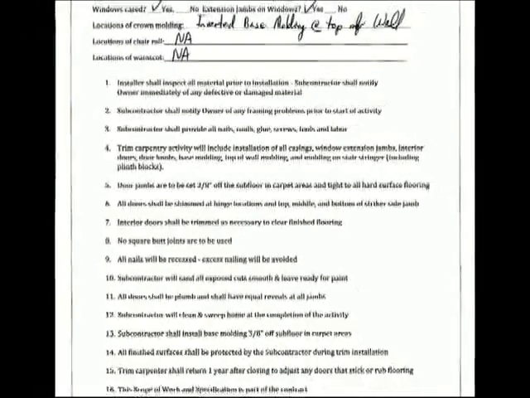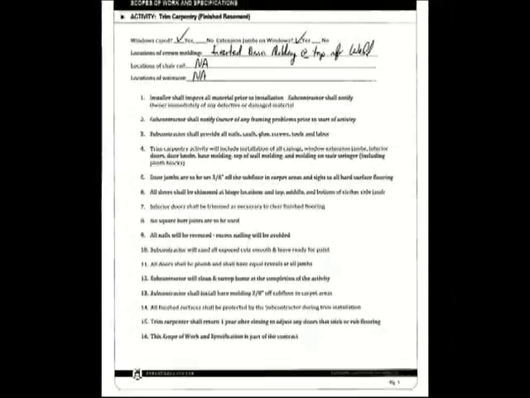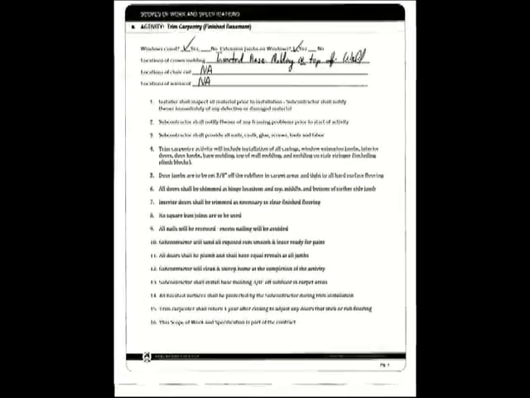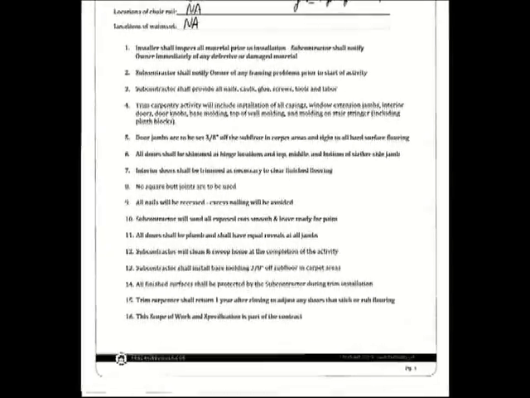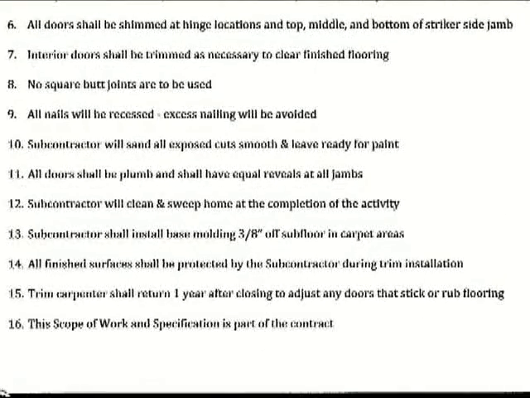Item number 12, we go back to defining the work to be done. We want the trim carpenter to clean up at the completion of the activity. Number 13 is another quality initiative telling them how high the base molding needs to be installed off the floor. 14 is just a requirement for keeping all the other finished surfaces clean and protected. 15 is the warranty requirement of 1 year. And then 16 basically just says that the scope of work and specification is part of the overall contract.